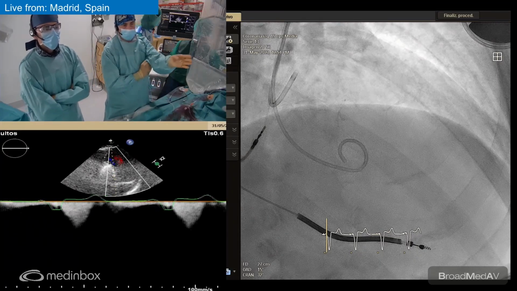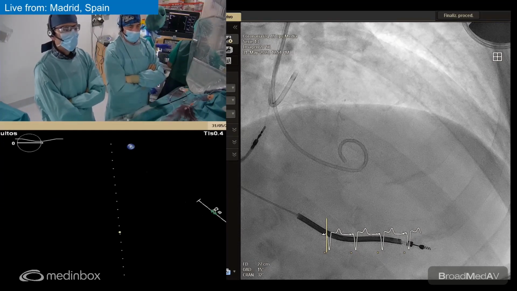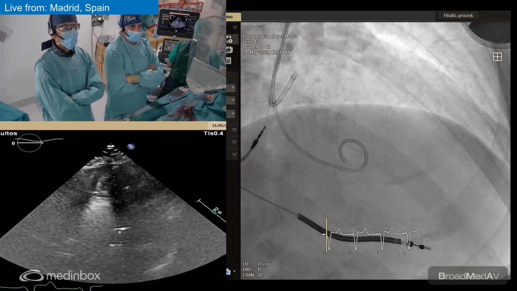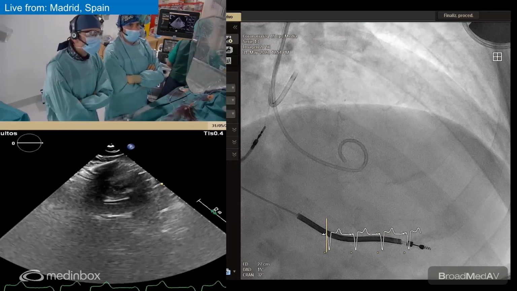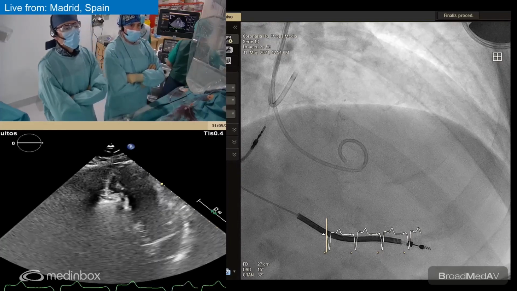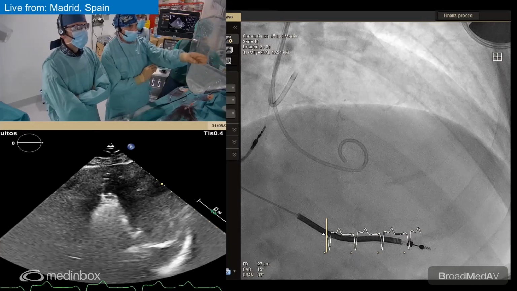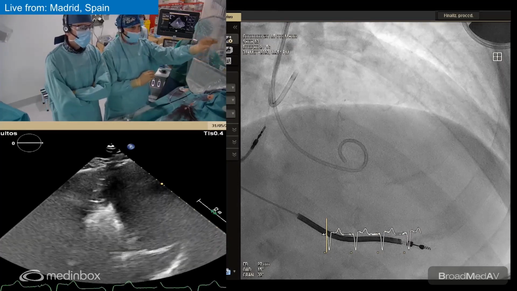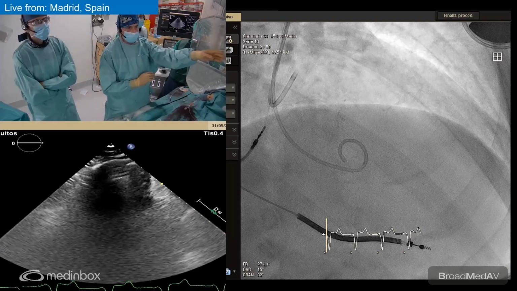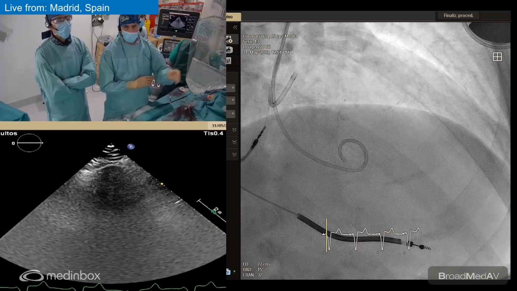The gradient has decreased to more than half, because we started with 50 millimeters of mercury of basal gradient. Now we have 25, more or less. Probably this is a septum with a very large network of septal branches, and it's difficult to induce a large necrosis area.